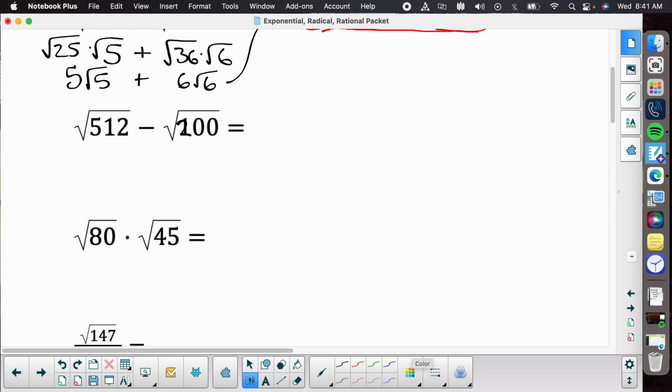Now, I don't know if you heard me say out loud, 512 is 256 times 2. So I'm going to write this as square root of 256 times square root of 2. And then how about square root of 200? What would I do with that? Does one of those perfect numbers go into 200? Yes, 100. So square root of 200, we would write as square root of 100 times square root of 2.